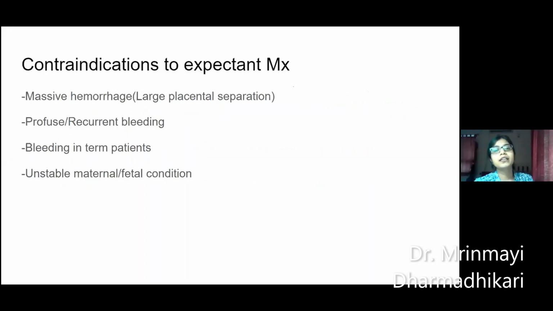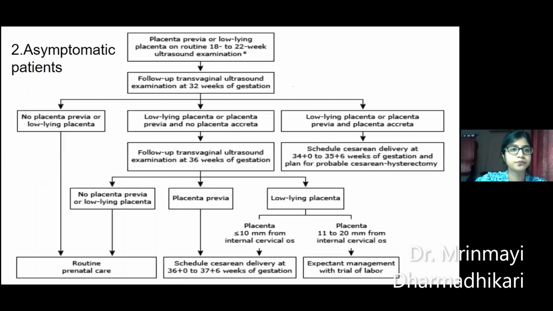So coming to contraindications to expectant management, any massive hemorrhage, deliver the patient. Profuse bleeding, recurrent bleeding, if she's preterm, give her a course of steroids, deliver the patient. Bleeding in term patients, no point in waiting, she's already at term. Unstable maternal and fetal conditions, obviously you will deliver the patient.